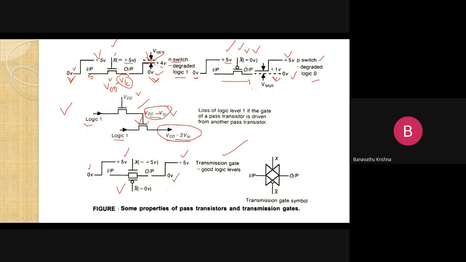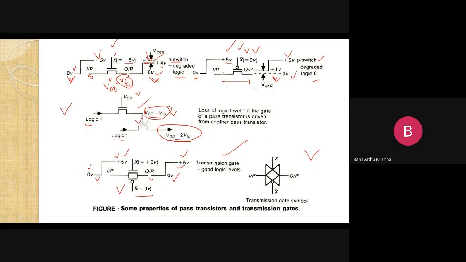The source and drain are connected for the PMOS and the N channel. Applying 0 volts at the input, we get 0 volts at the output; 5 volts at the input, 5 volts at the output. It simply passes the information from source to drain when the PMOS and NMOS transistors are connected in parallel like this. This is the transmission gate, and this is the logic symbol of the transmission gate.